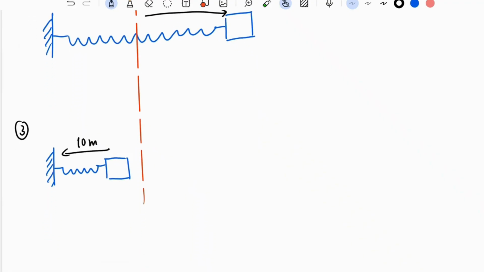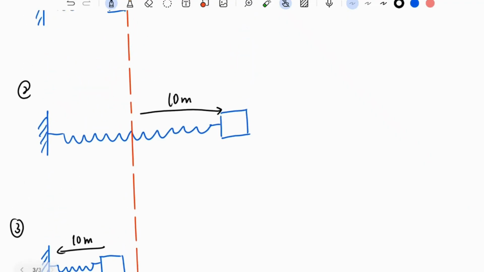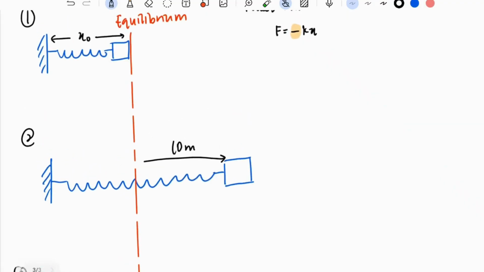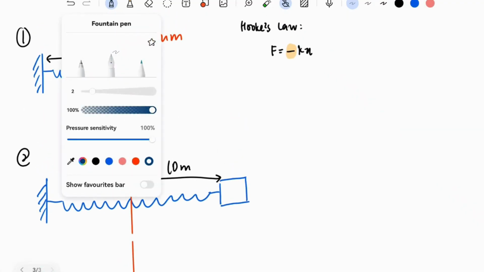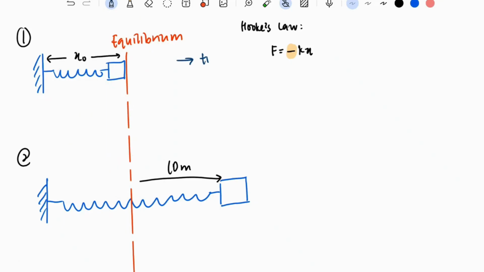Now I'm going to indicate my direction. To the right is positive, to the left is negative. You can do it the other way around, to the right is negative, to the left is positive. No problem, as long as you're consistent with it throughout your calculation, then you'll be fine.